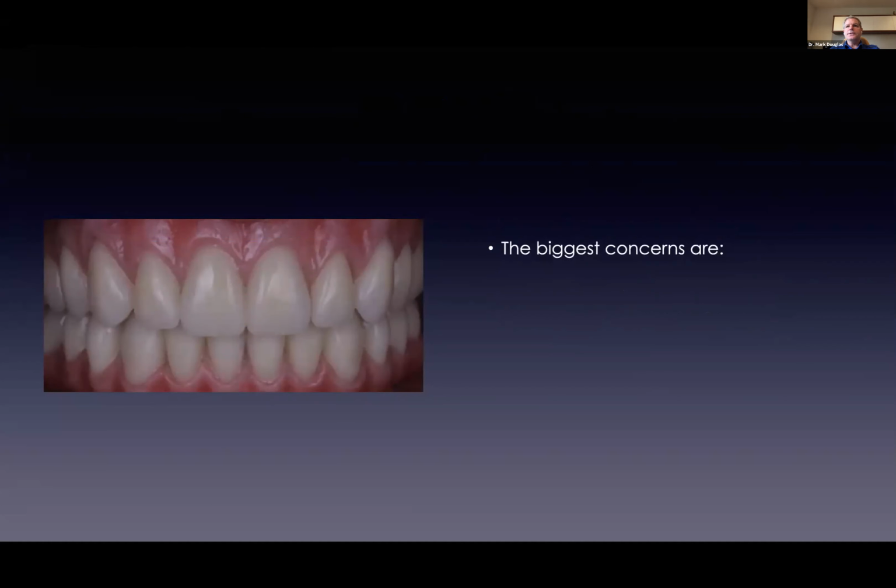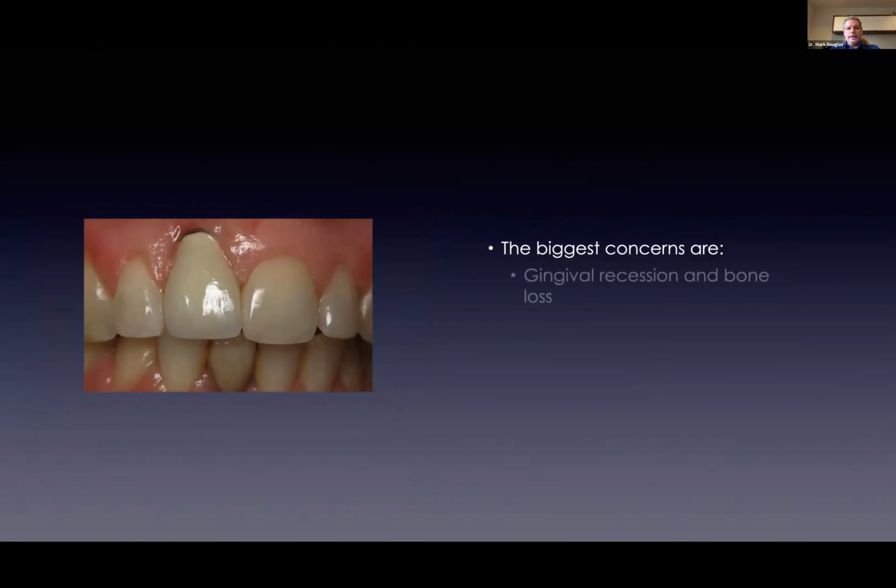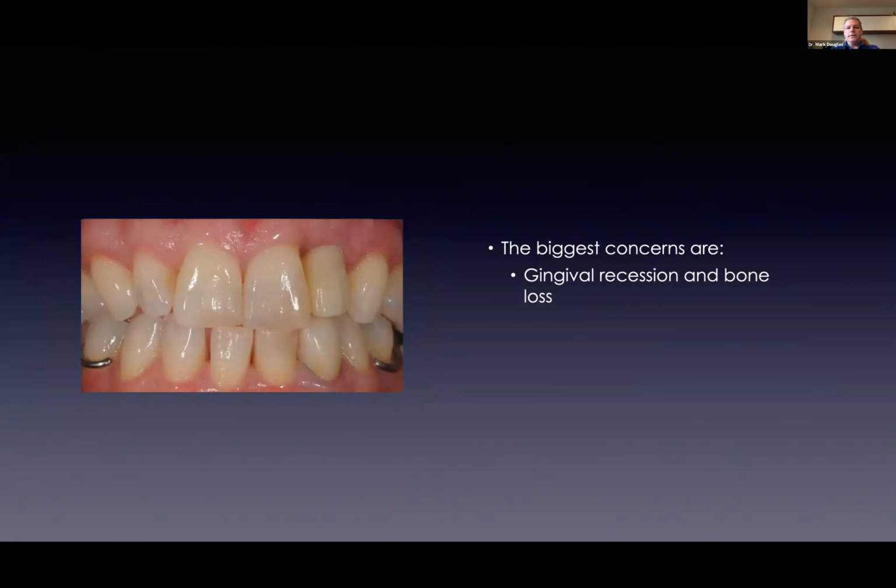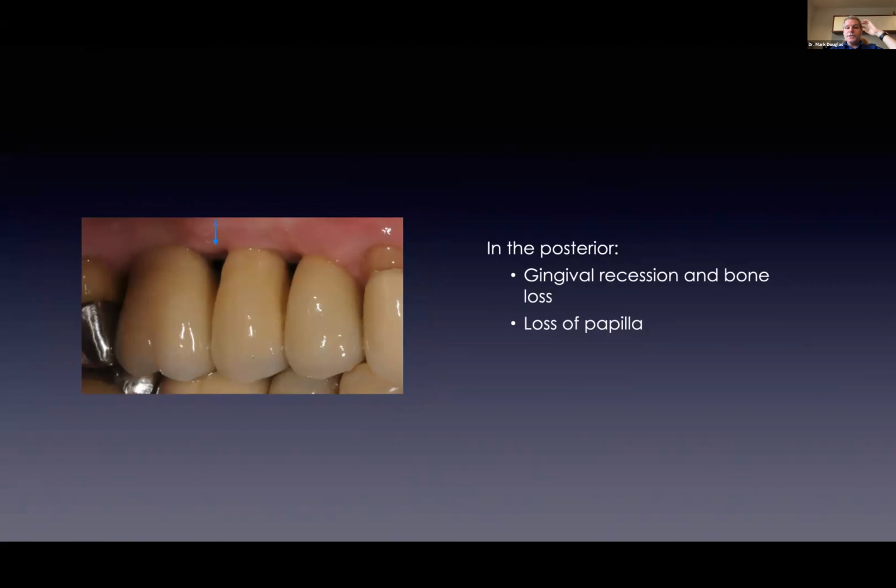Our biggest concerns are recession, gingival recession and bone loss, and loss of papilla. Right there. And in the posterior, gingival recession and bone loss, and also loss of papillas. This is an area that's prone to food trapping.